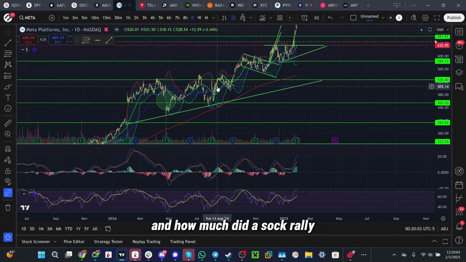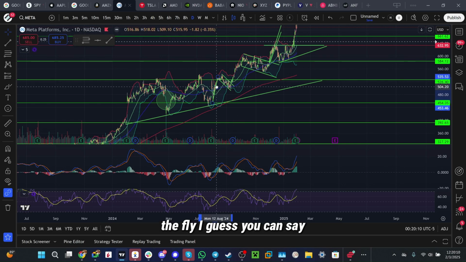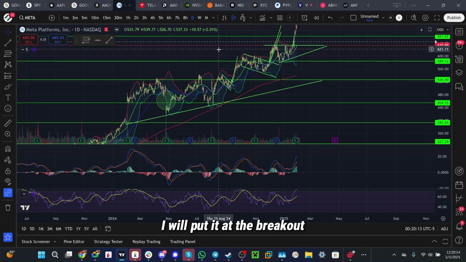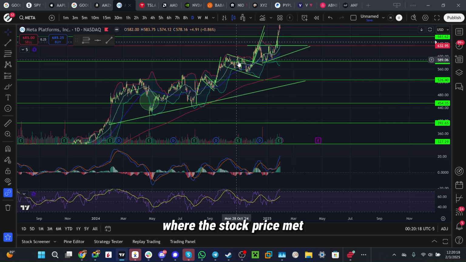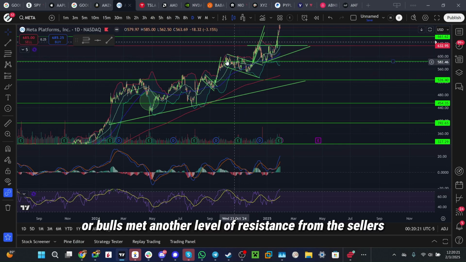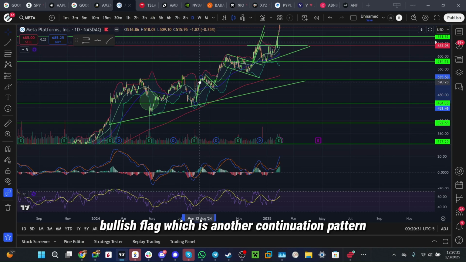And how much did the stock rally? Well, we'll take the length of the pole of the flag, I guess you can say, and we'll put it at the breakout. And so the stock price did rally to the top of that pole where the stock price met, or bulls met, another level of resistance from the sellers, and the stock price consolidated for a bit, forming another bullish flag, which is another continuation pattern.